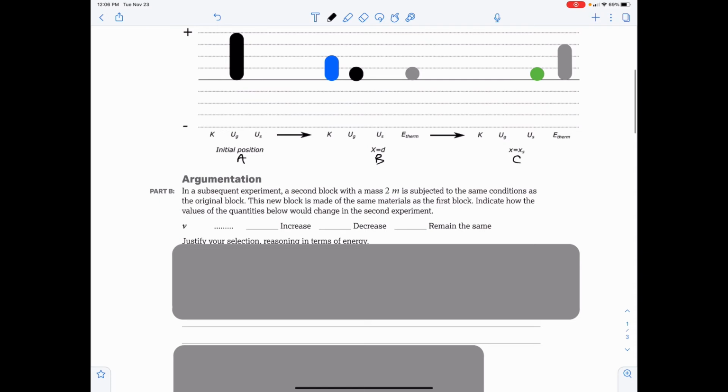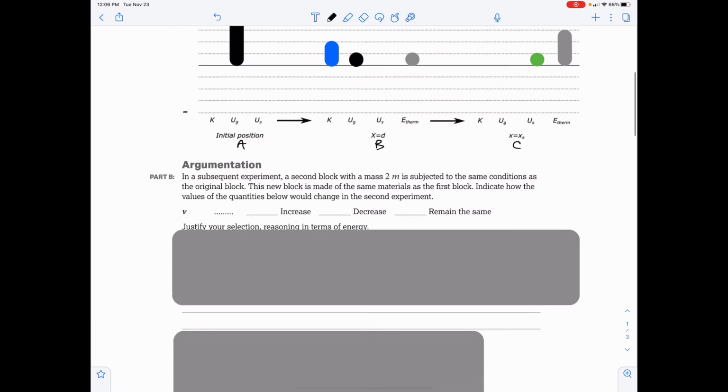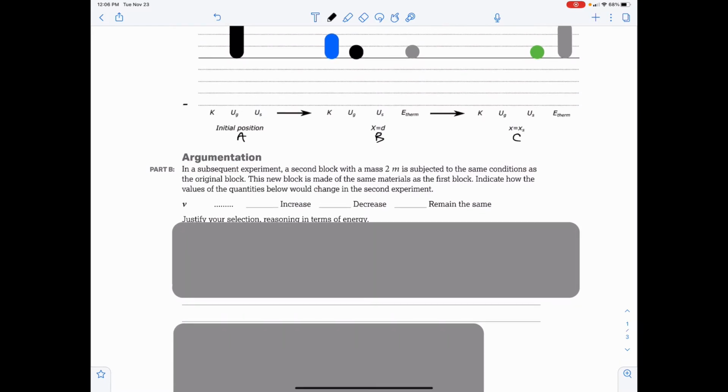Part B. In a subsequent experiment, a second block of mass 2m is subjected to the same conditions as the original block. This new block is made of the same materials as the first block. Indicate how the values below would change in the second experiment. So, talking about velocity. How does velocity change?